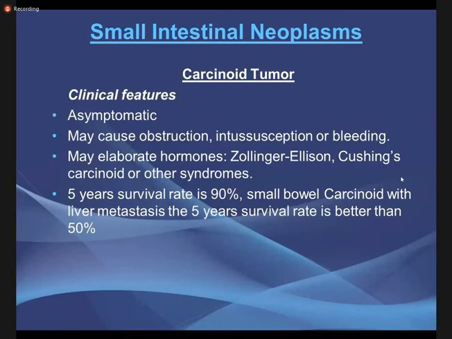Then clinical features: it may cause obstruction, intussusception, or bleeding. It may elaborate hormones, causing Zollinger-Ellison syndrome, Cushing syndrome, or other syndromes. The 5-year survival rate for the carcinoid tumor is 90%, and for small bowel carcinoid with liver mets, the 5-year survival rate is better than 50%.